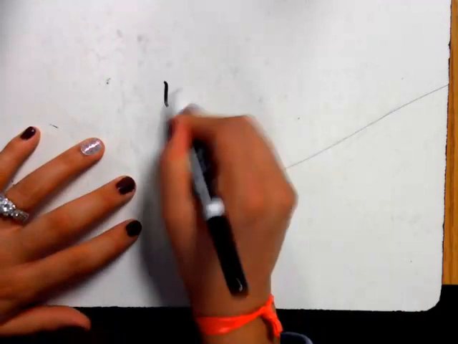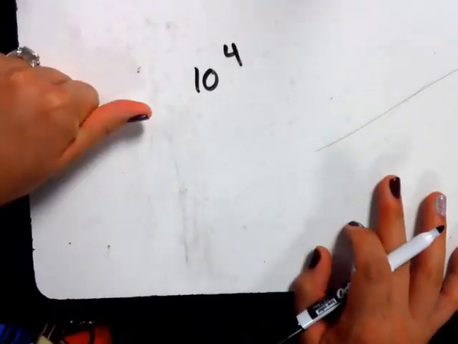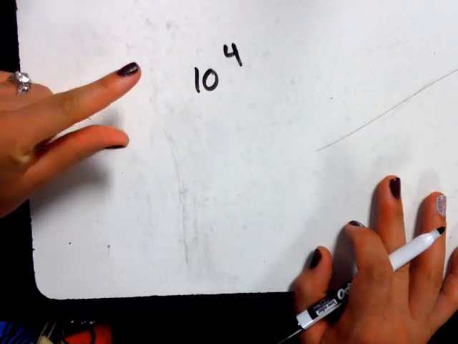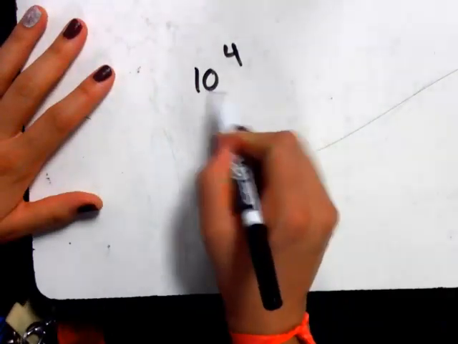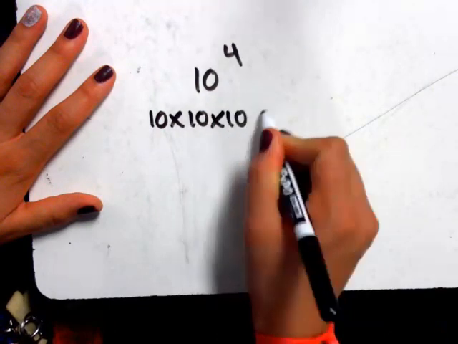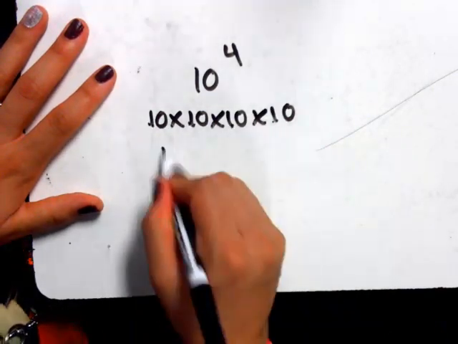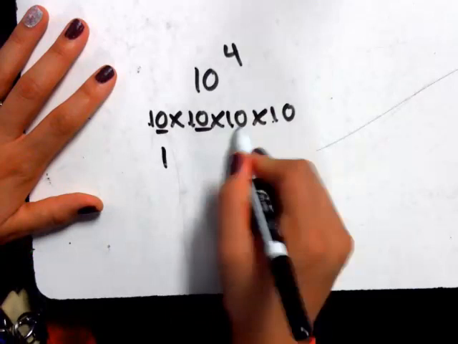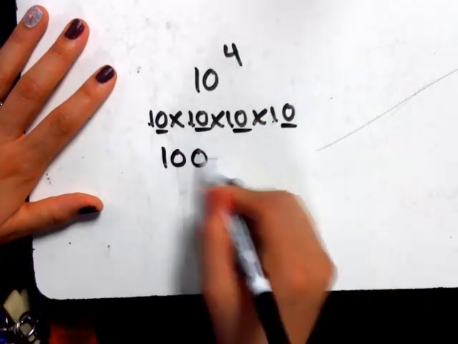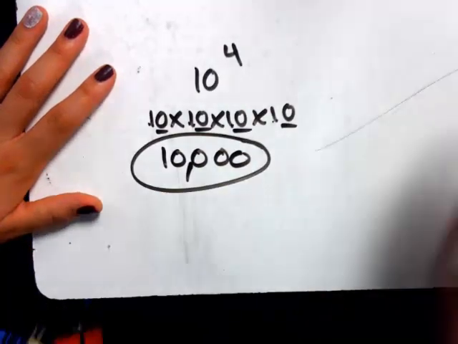So if I were to give you 10 to the fourth, how you would have to do that is write it as an expression and then give me the value of it, standard form. So in this case, I'm multiplying 10 4 times. So 10 times 10 times 10 times 10. Remember, 1 times 1 times 1 times 1 is 1. And then you add the zeros, which is 4. 1, 2, 3, 4 zeros. The answer is 10,000. Okay?